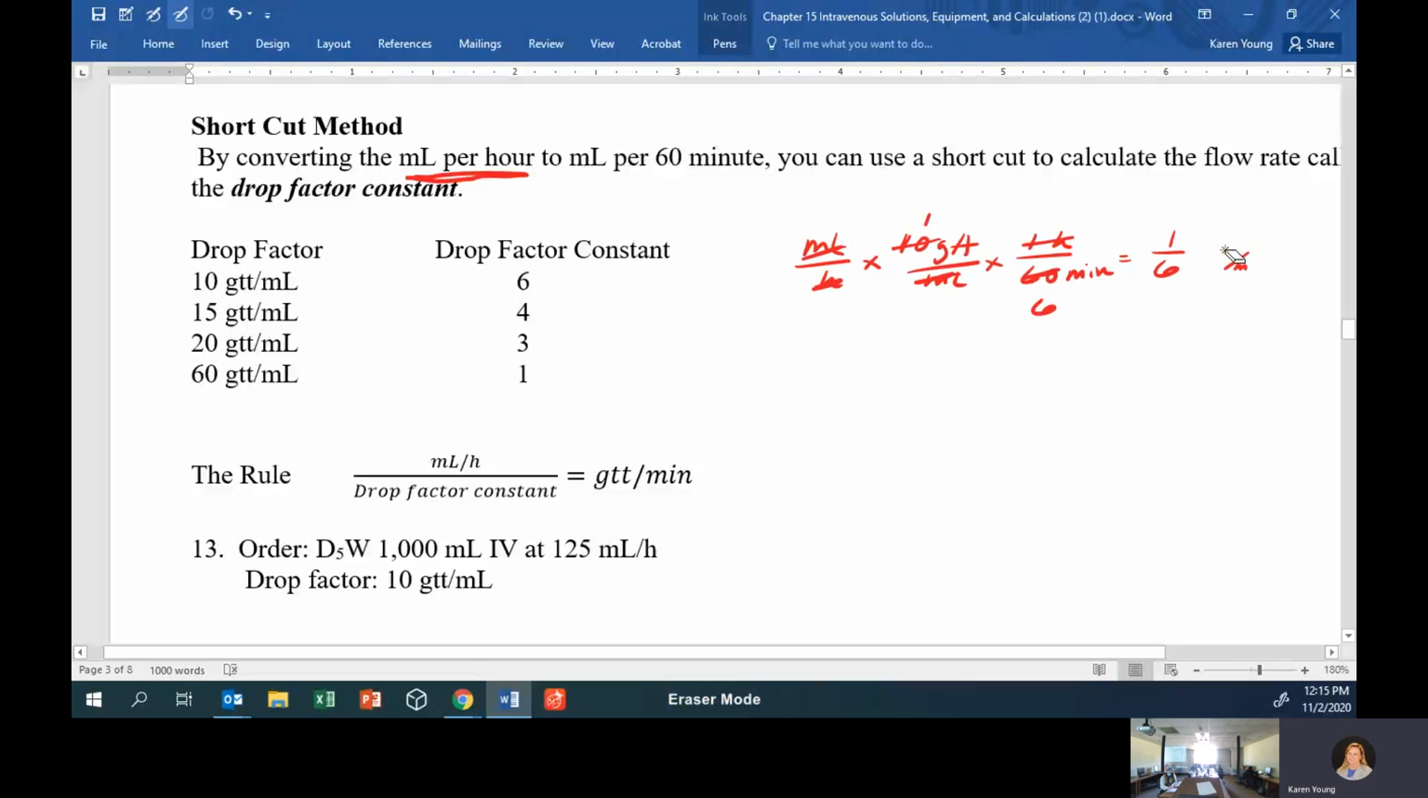But notice that I've got a 6 in the denominator. This is how you find your constant. So for the 10 drops per milliliter, my drop factor constant is 6, because 10 goes into 60 6 times. For 15 drops, it is 4, because 15 will go into 60 4 times. Same thing with 20, I have a drop factor of 3, and with 60, I have a drop factor of 1.